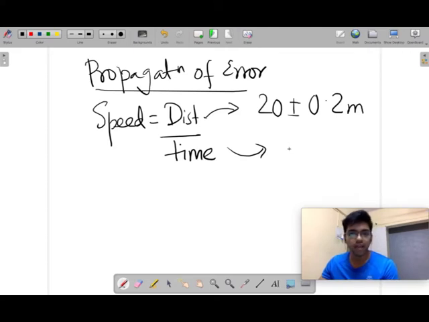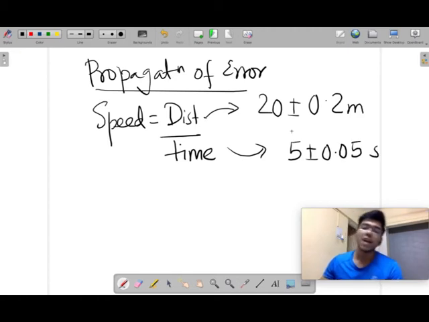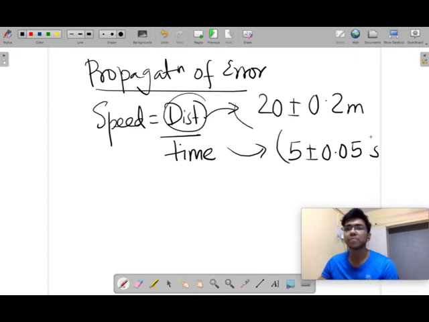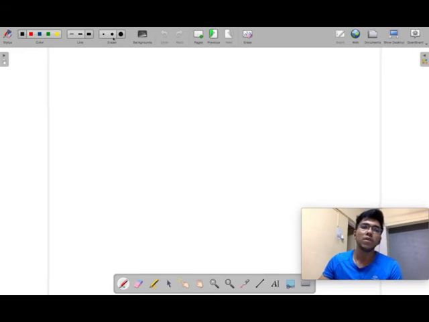You can measure time maybe as 5 seconds plus or minus 0.05 seconds. Now how do we go about finding speed? Because the numerator has some error and the denominator also has some error. So how do you go about doing this? That's what I call propagation of error. I will divide it into two parts. The first one is how you go about error propagation when it comes to addition or subtraction.